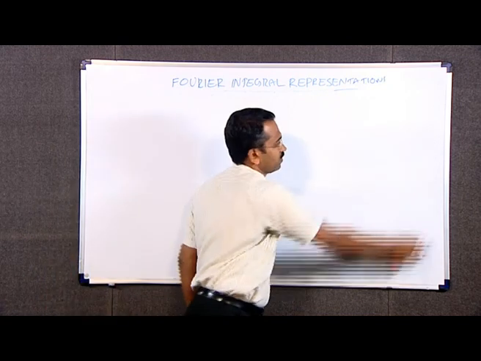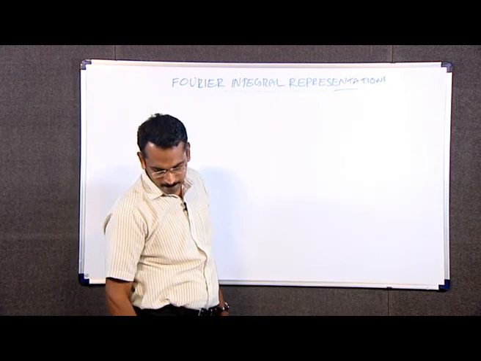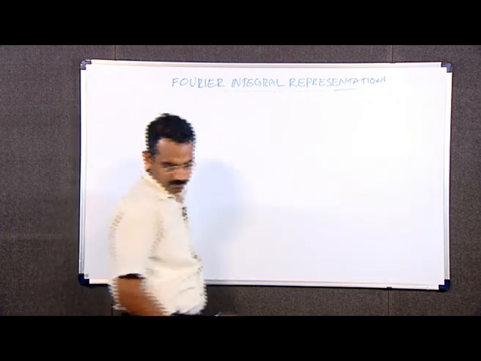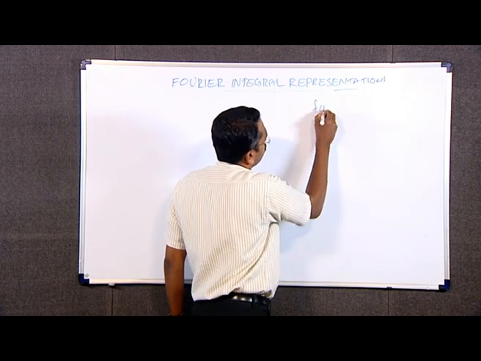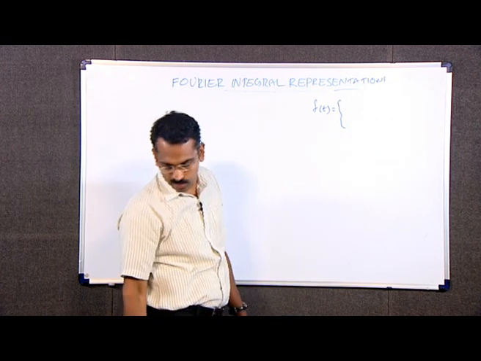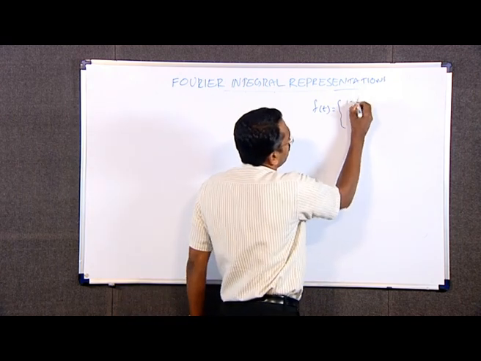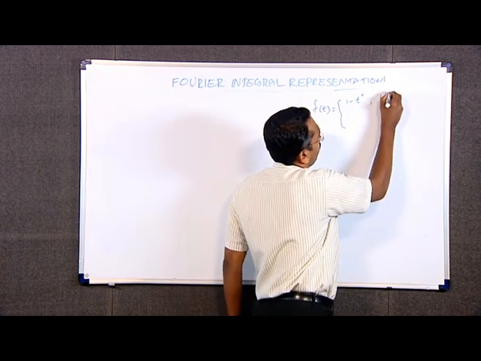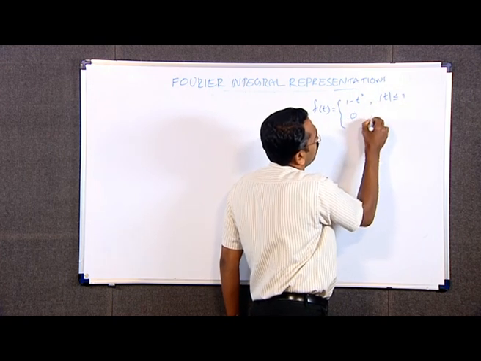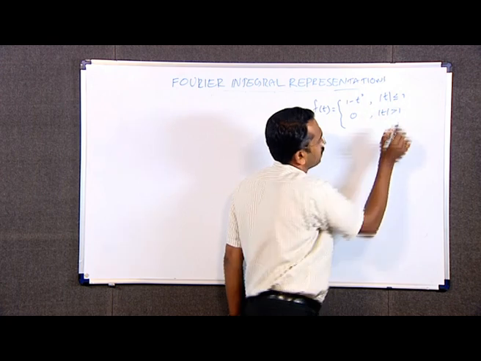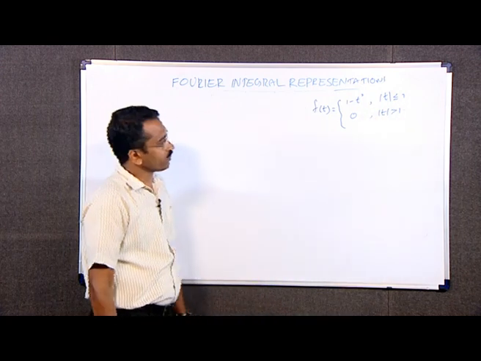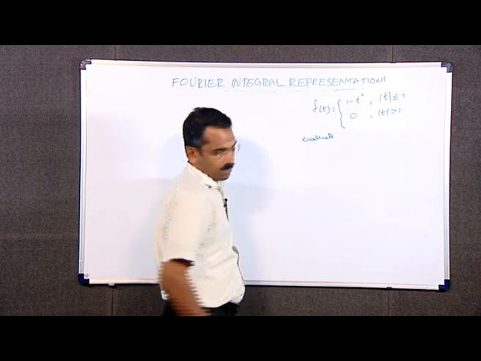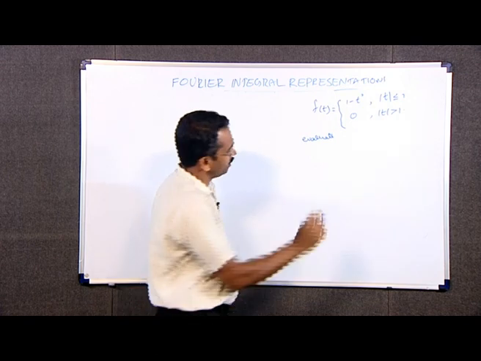Now consider another example. Find an integral representation of f of t, the given function is f of t equal to 1 minus t square for mod t less than or equal to 1 and 0 for mod t greater than 1, and hence evaluate integral from 0 to infinity.